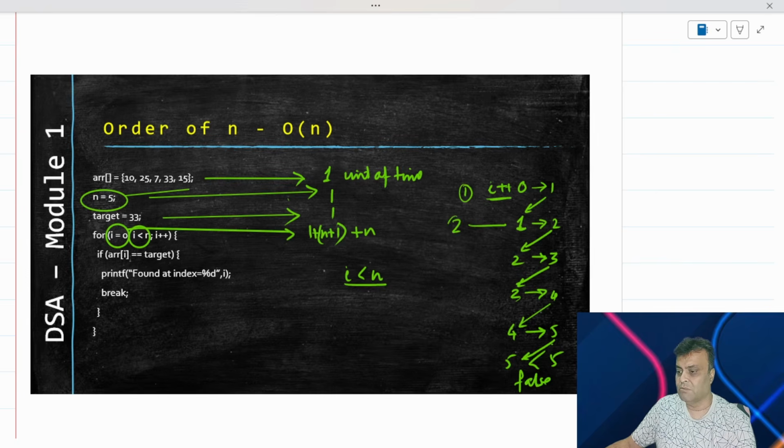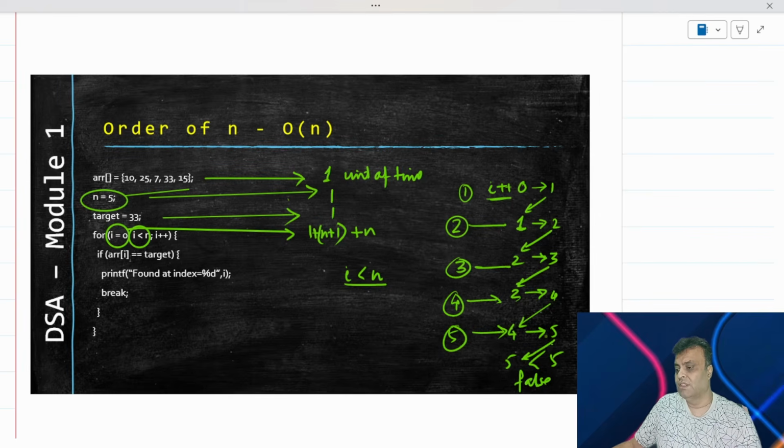Here the I plus plus is happening for 2 times. Here the I plus plus is happening for 3 times. Here the I plus plus is happening for the 4th time. Here the I plus plus is happening for 5 times, right? So 4 becomes 5 in the 5th iteration. Now what have we asked it to do? We have asked the I plus plus, when the loop ends and is about to check the next condition, to increment itself.